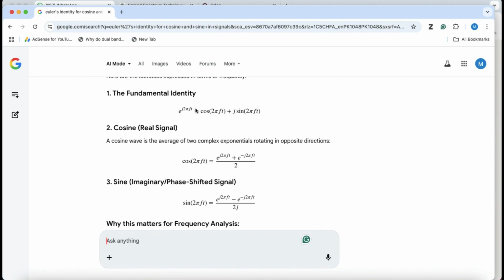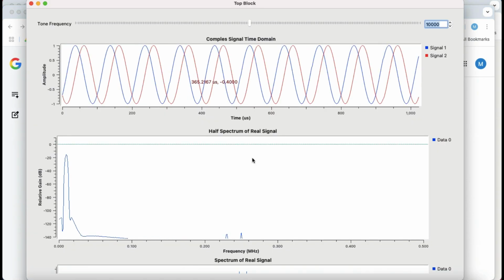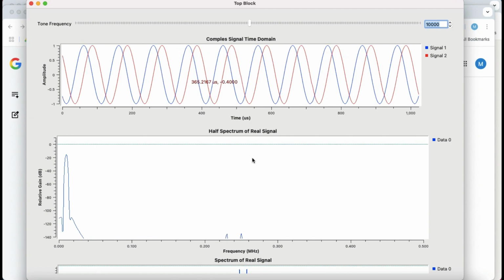Now, if you think of the real signal out of this, the sine part is the j part, which is the imaginary part, and cosine is the real part. If you individually look at their Euler's identity, now focus here: e to the j 2 pi f t plus e to the minus j 2 pi f t, which means in a real signal, you will see both a positive frequency component and a negative frequency component.